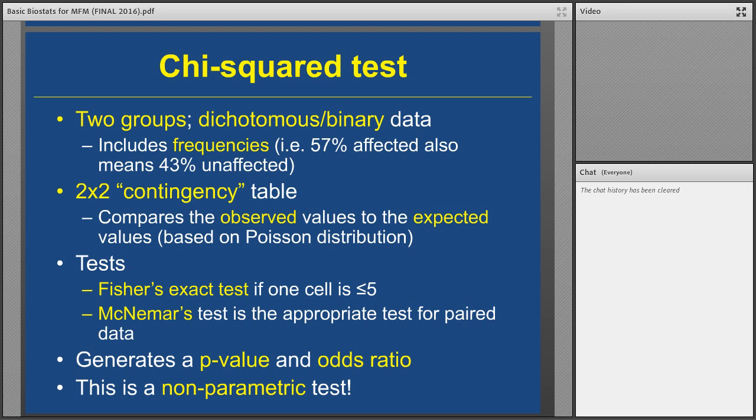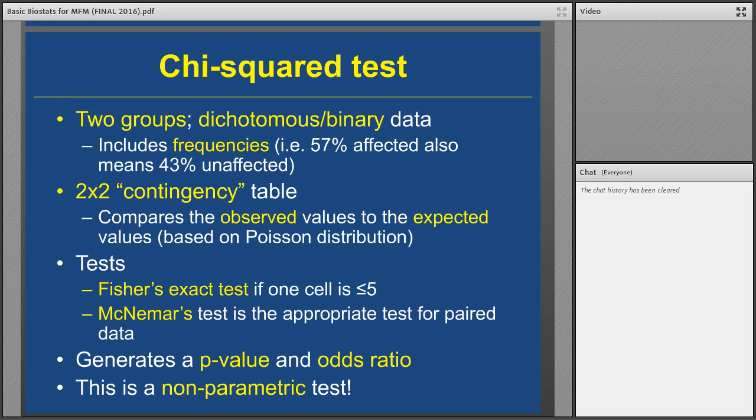This is when we set up our classic 2x2 contingency table, and the way that this test works is it compares the observed values to the expected values based on a Poisson distribution or a normal distribution, and you get out a p-value and an odds ratio.